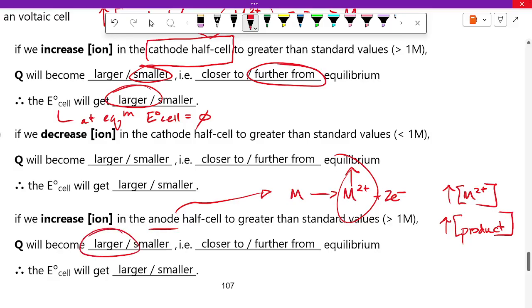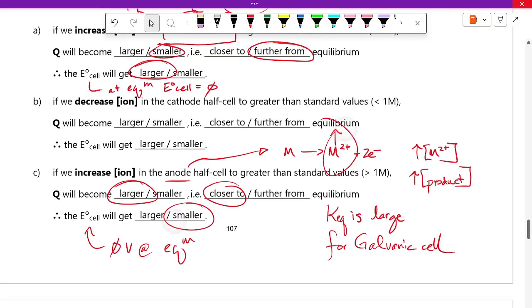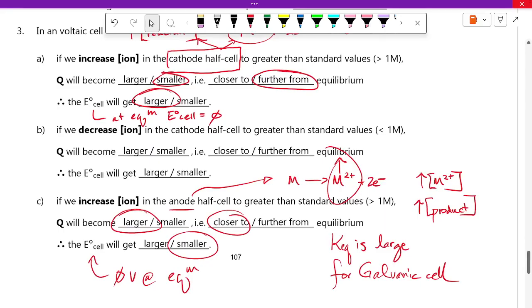So we've increased the concentration of product, and that means that Q is going to become bigger. And if Q becomes bigger, are we getting closer to equilibrium or further from equilibrium? Closer to equilibrium. How do we know that? Because K for these is large for an electrochemical cell, for a galvanic cell. And if we're getting closer to equilibrium, then E cell is getting smaller because we're getting closer to 0 volts at equilibrium. Is that good? Cool. Anybody else got questions?